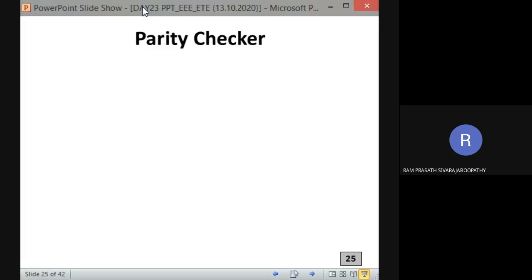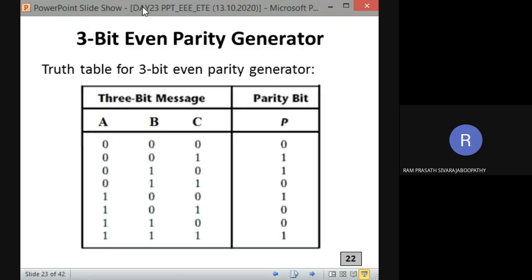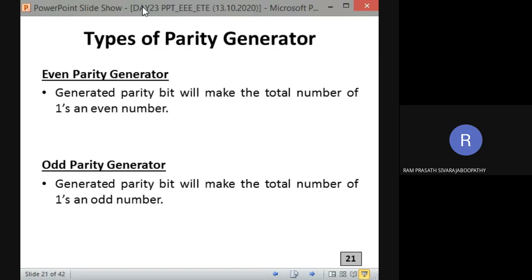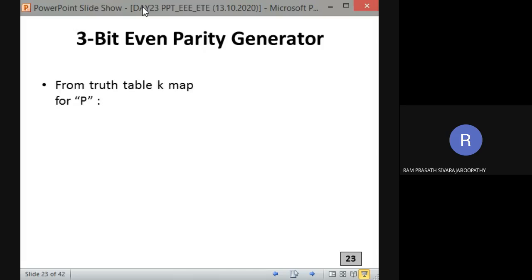So now the parity checker. Fine. At which side are we going to use the parity checker, transmitting end or receiving end? Slide number 20, 21 are needed. Kindly take a screenshot quickly. Slide number 20. Now I will show slide number 21. Okay, fine. So now I will move to the parity checker.